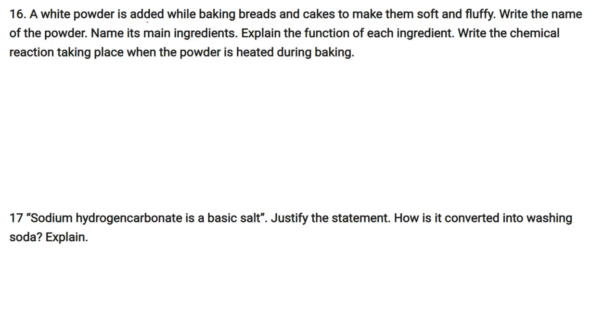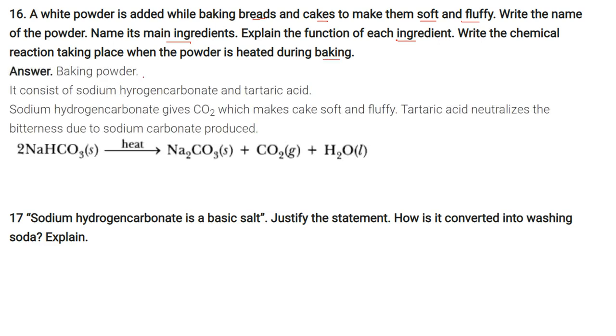A white powder is added while baking breads and cakes to make them soft and fluffy. Write the name of the powder, main ingredients, explain the function of each ingredient, and write the chemical reaction taking place when the powder is heated during baking. So this is baking powder. It contains sodium hydrogen carbonate, and also tartaric acid.